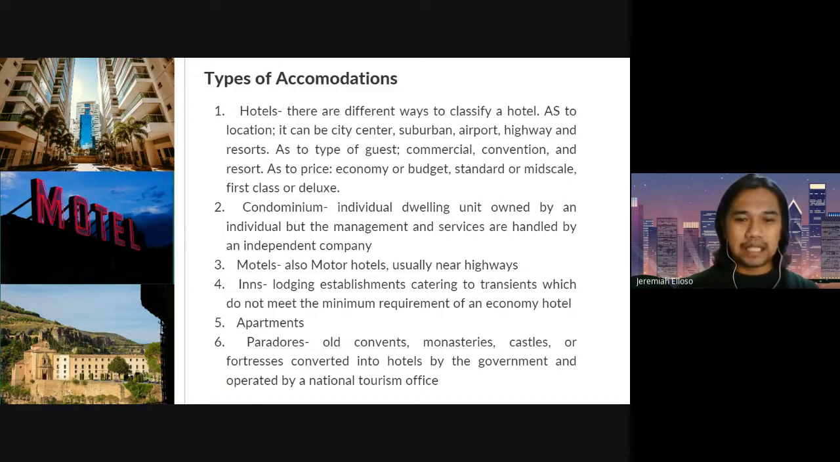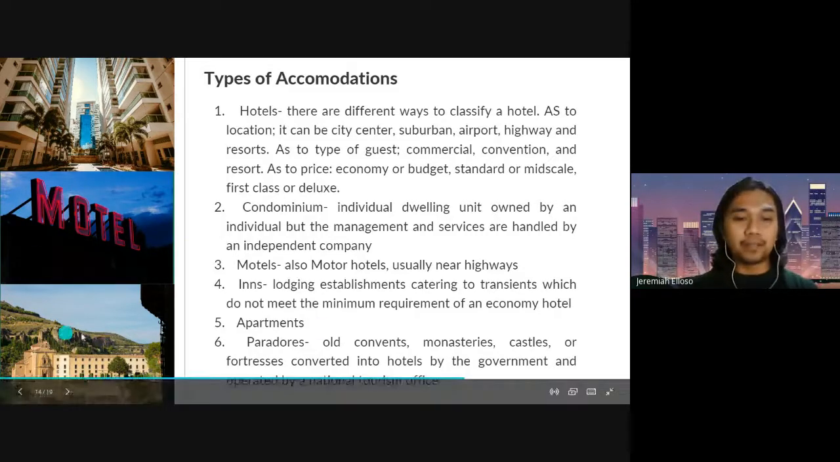And four is inns. It's a lodging establishment catering to transients which do not meet the minimum requirement of an economy hotel, okay? So usually these are very budget-friendly accommodations. And then the apartments, okay? And then the paradors.